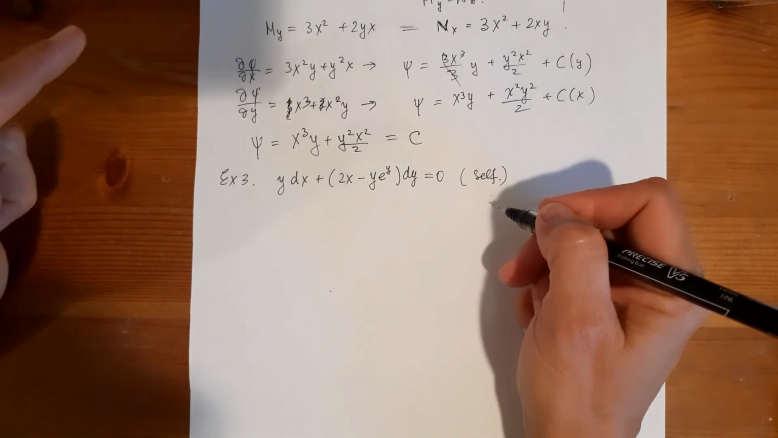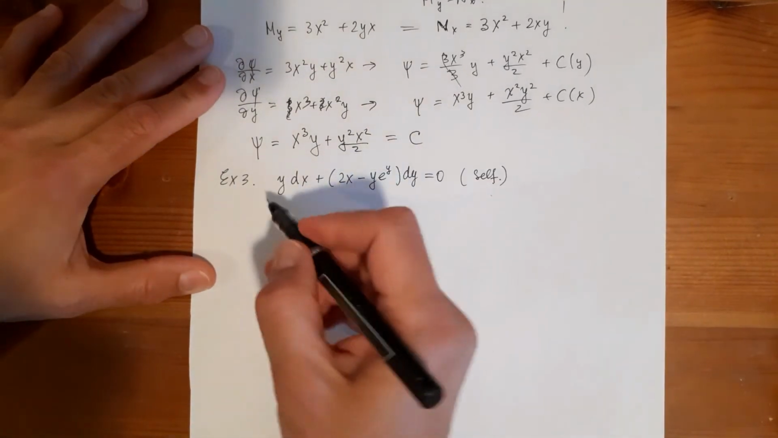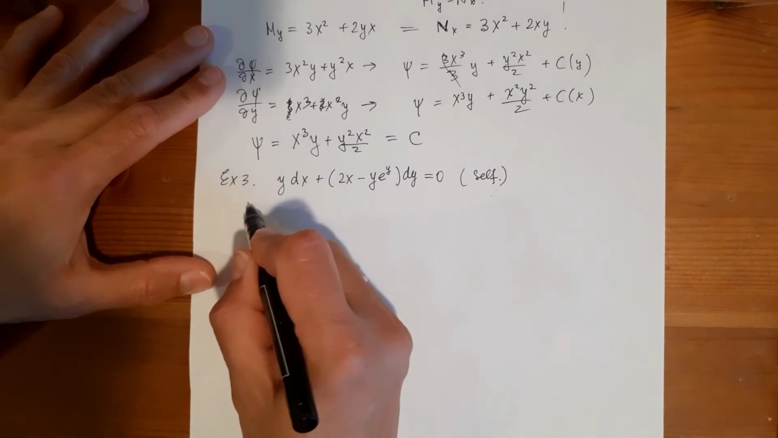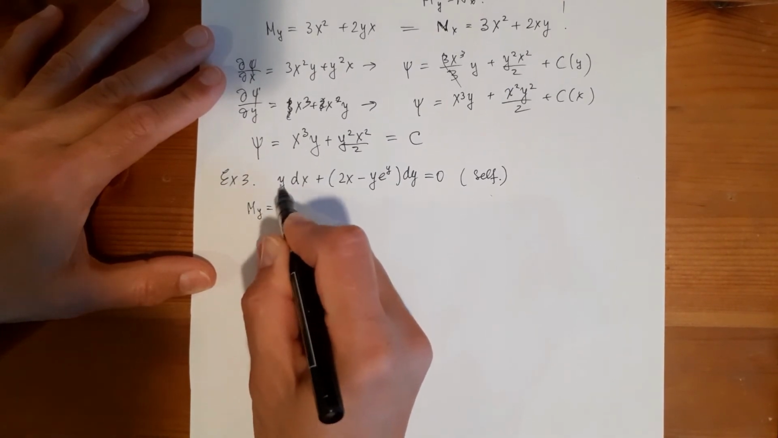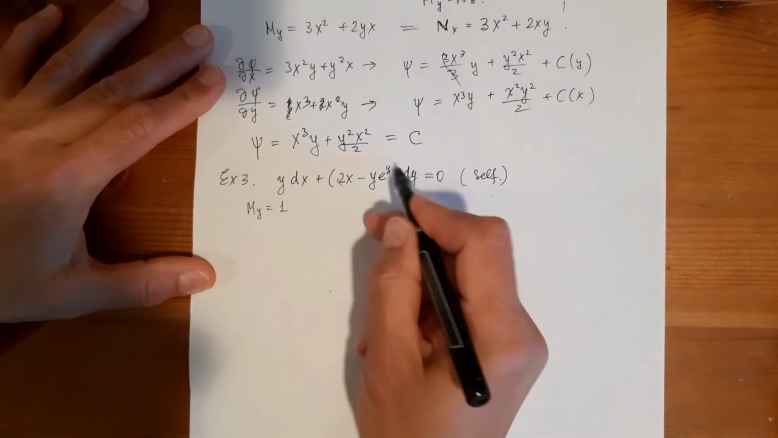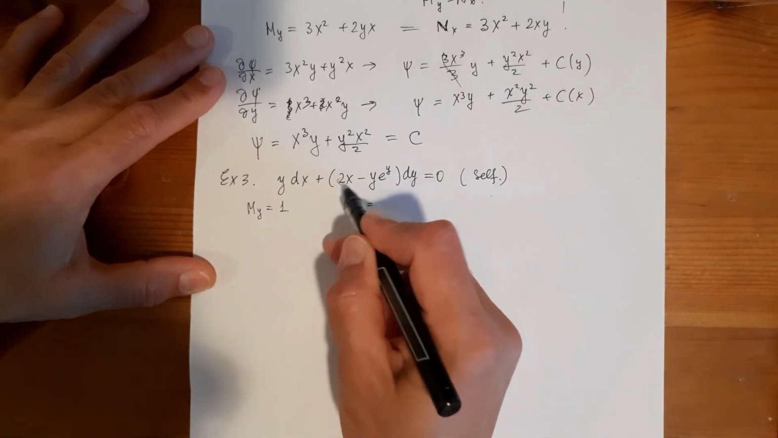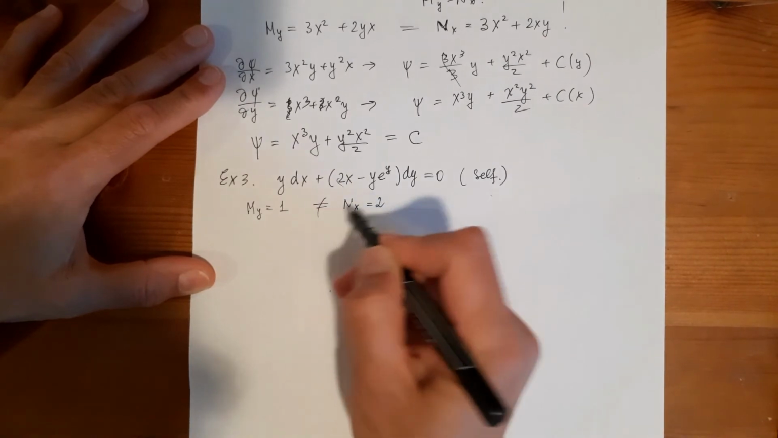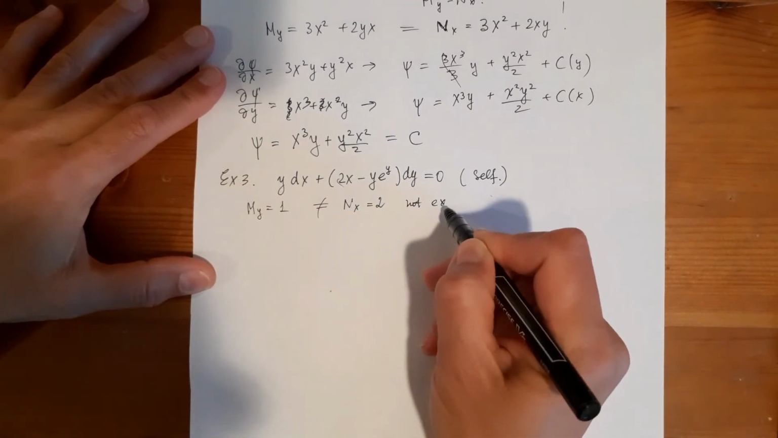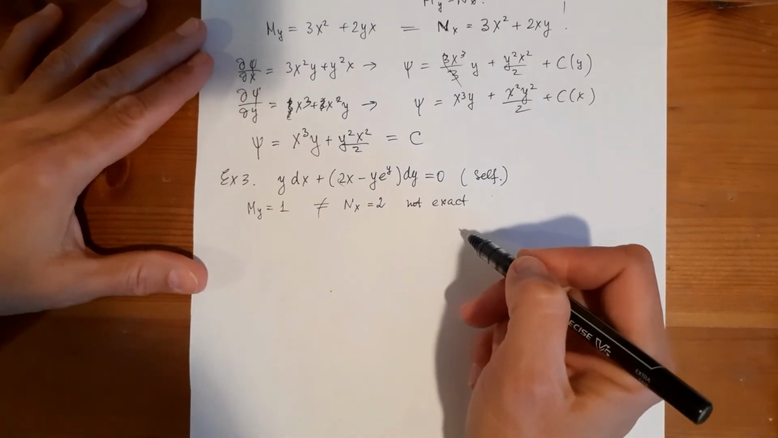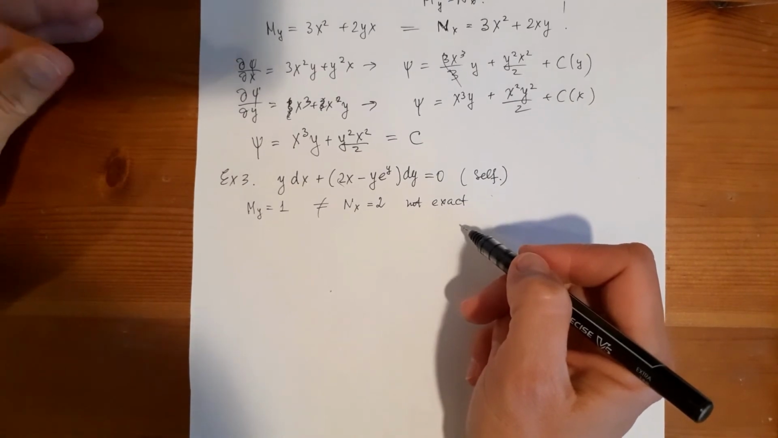Okay? 1, 2, 3. So I differentiate this by y, My, and that's equal to 1, right? And differentiate this by x, Nx, and M does not depend on x, and it equals 2. Not exact. Well, what am I supposed to do?